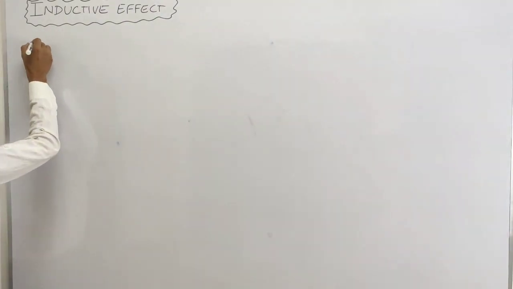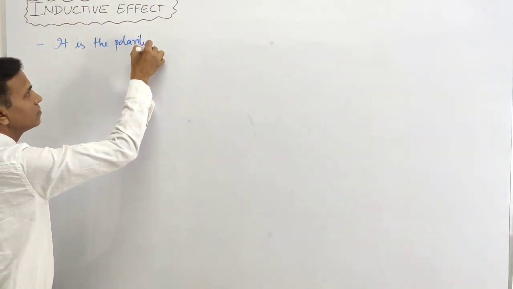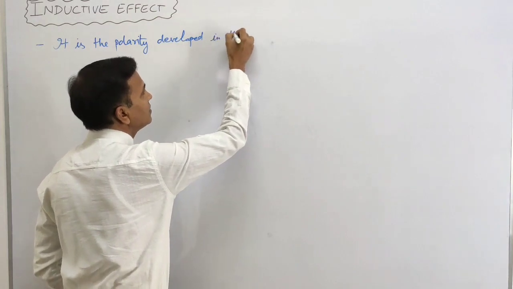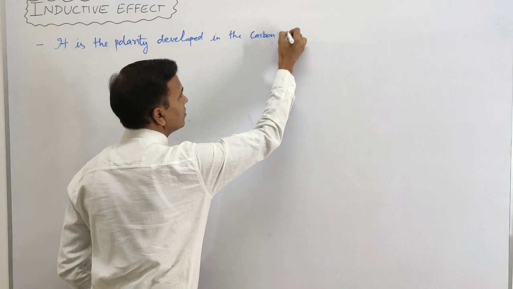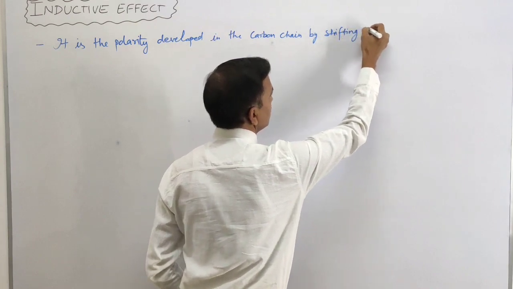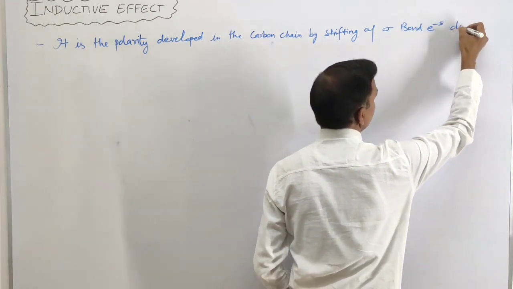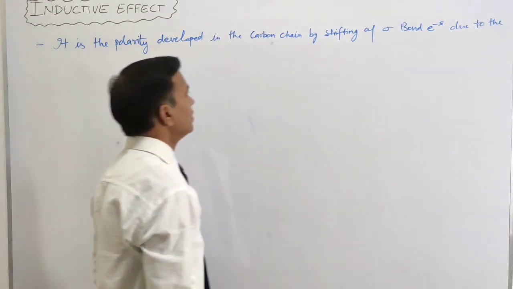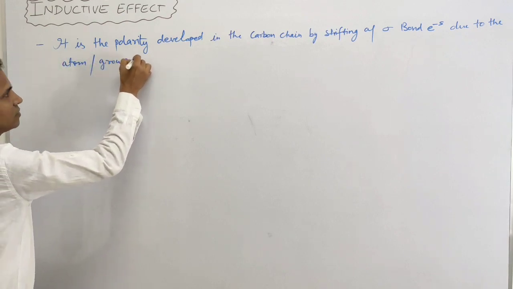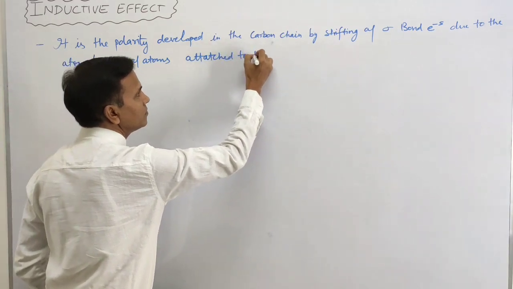So here, it is the polarity developed in the carbon chain by shifting of sigma bond electrons due to the atom or group of atoms attached to the carbon chain.